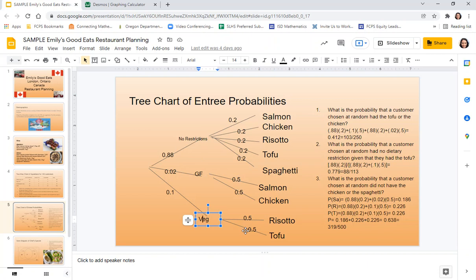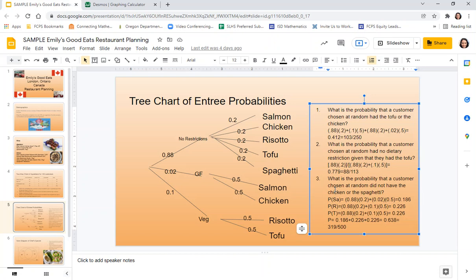You're going to assume that the entrees are equally preferred, and so you'll split 100% by 5 for the no restriction customers, and that would give you 20% for each, which is 0.2. 100% divided by the 2 entrees for the gluten-free, and 100% divided by 2 entrees for the vegetarians. We will come back and look at these probabilities in a little bit.